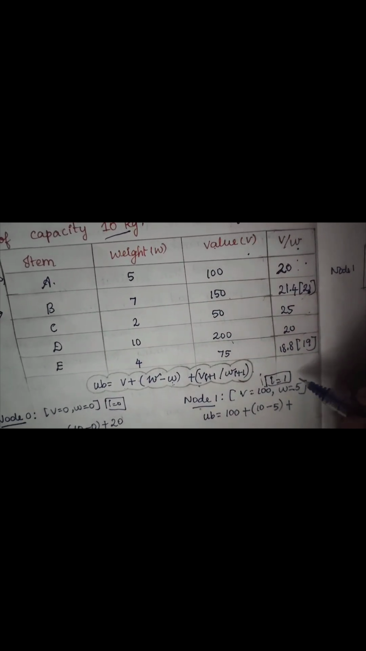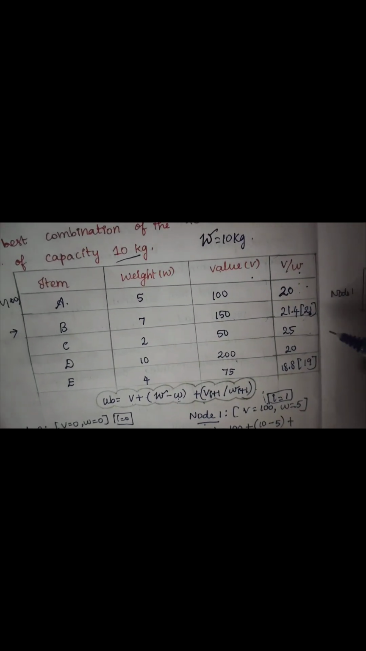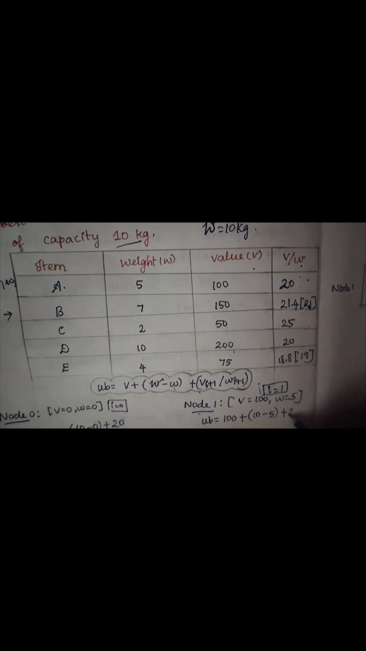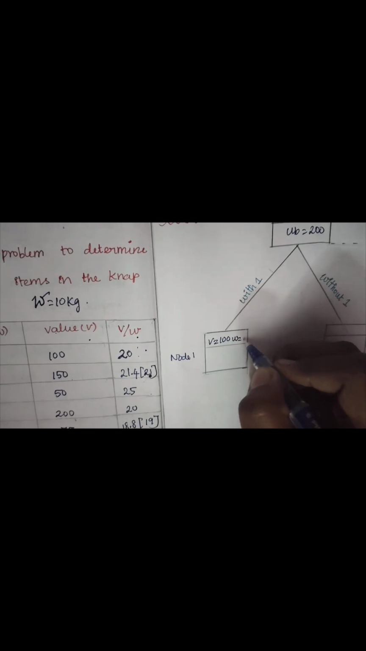For the second level we are choosing I is equal to 1, so it will become V2 by W2. For item 2 we will have 21.4, so we will approximately take 21 here. By adding and multiplying these values we will get 205. It is the upper bound value for node 1. Then we are going to substitute in this state space tree: V is equal to 100, W is equal to 5, and upper bound is equal to 205.